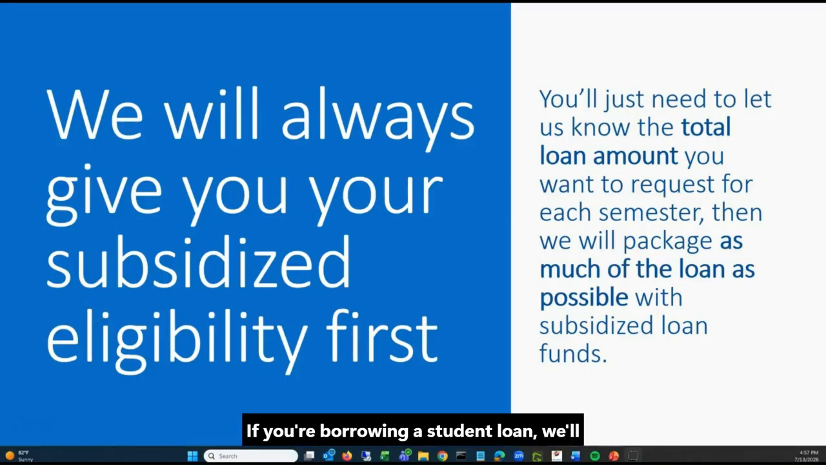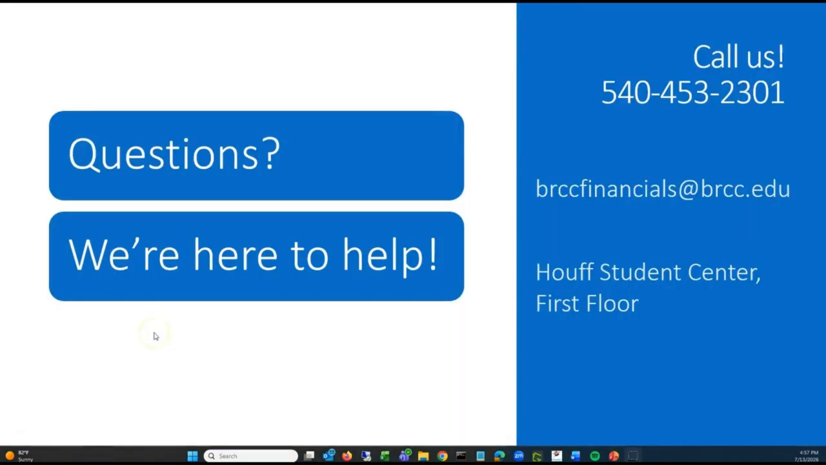If you're borrowing a student loan, we'll automatically determine if you demonstrate enough financial need for any portion of your loan to be subsidized, and we will automatically make as much of your loan subsidized as we're allowed to based on federal requirements. All you need to do is let us know the total amount you'd like to borrow in federal student loans, and we'll make sure that your package includes subsidized loans to the extent allowable by federal student loan law.